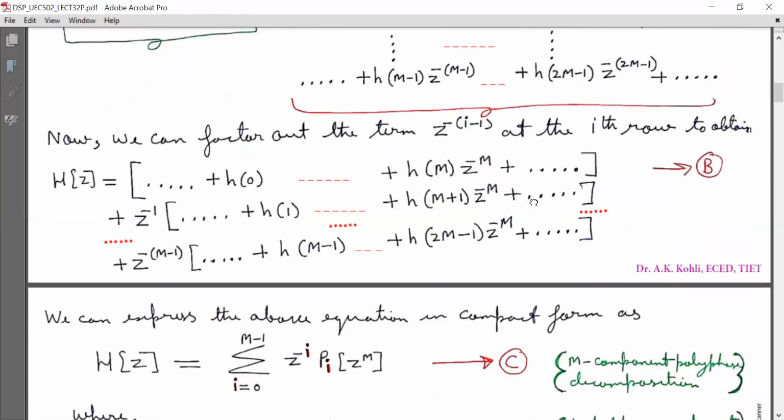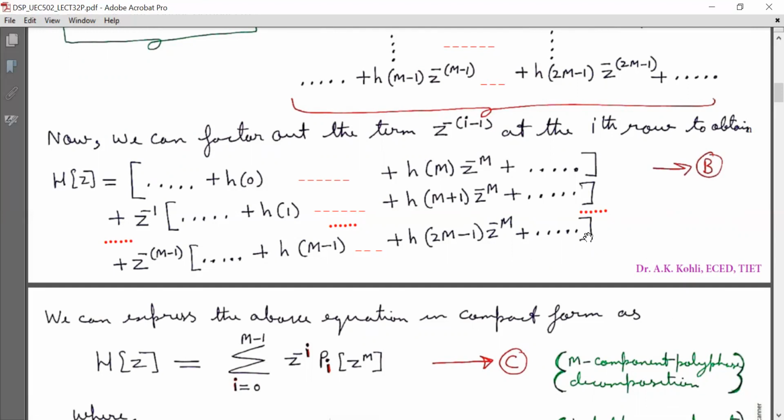Now we can express the above equation B in a compact form as this equation. H(z) is equal to the summation i running from 0 to M minus 1, z^(-i) P_i(z^M), mark it as equation C. And this is called M component polyphase decomposition.